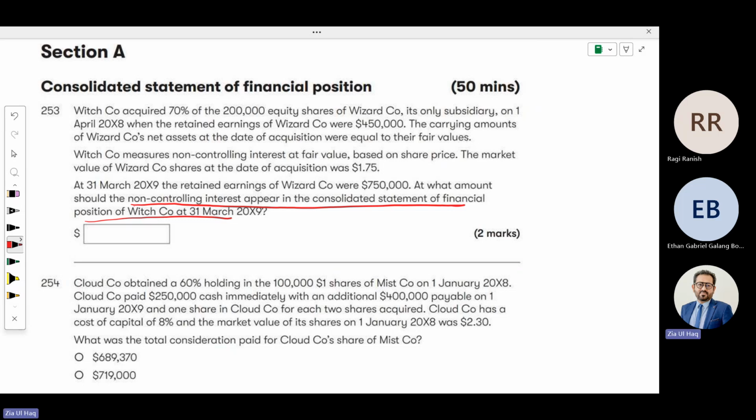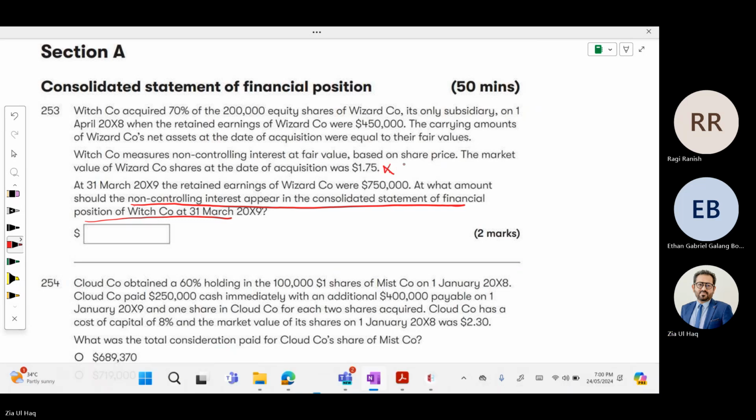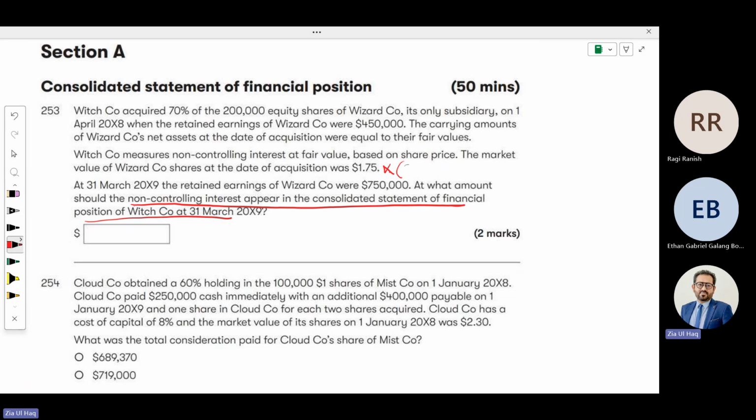The company measures non-controlling interest at fair value, based on share price. The market value of Wizard Company share at the date of acquisition was 1.75. In this question, the non-controlling interest fair value is not given. We need to calculate it. How can we calculate? 1.75 is the share price. We need to multiply this with shares. How many? 200,000. How much is the percentage of non-controlling interest? 30%.